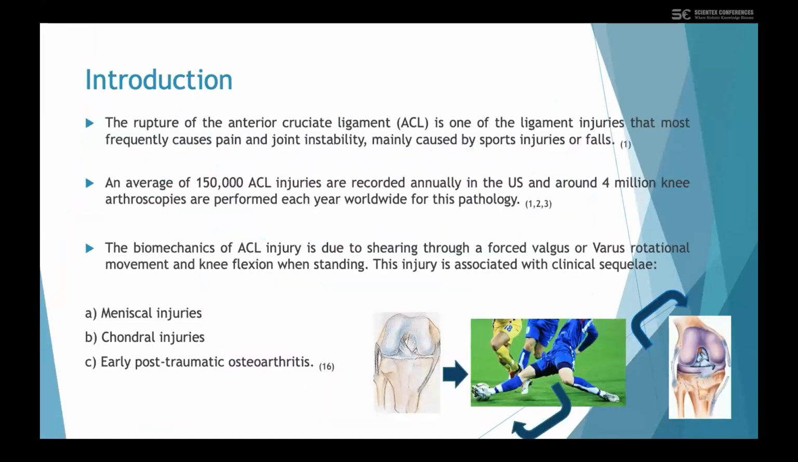As an introduction, we know that rupture of the anterior cruciate ligament is one of the ligament injuries that most frequently cause pain and joint instability, mainly caused by sport injuries or falls. An average of 150,000 ACL injuries are recorded annually in the USA. The biomechanics of ACL injury is valgus or varus rotation, with knee flexion movement while standing. This lesion is also associated with other sequelae like meniscal injuries, chondral injuries, and early post-traumatic osteoarthritis.